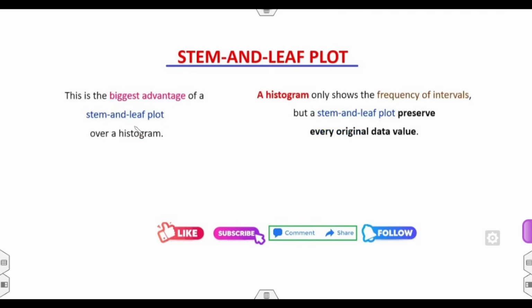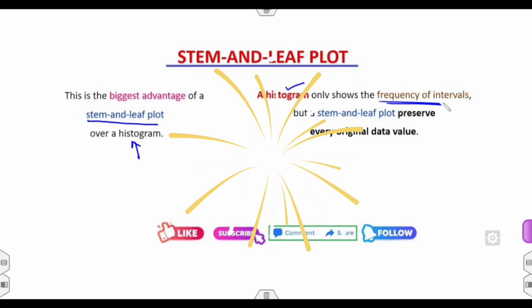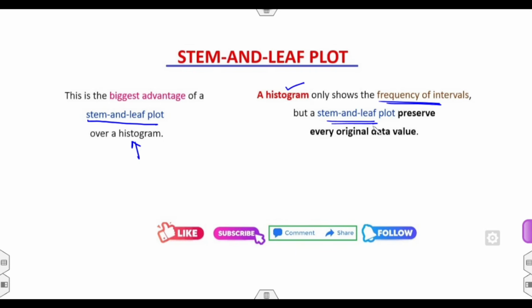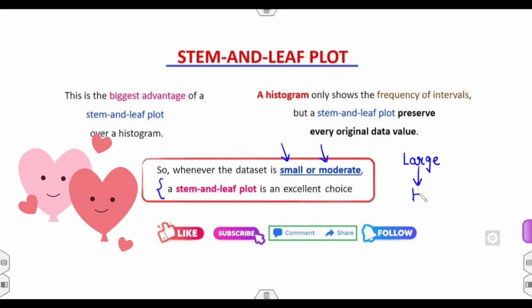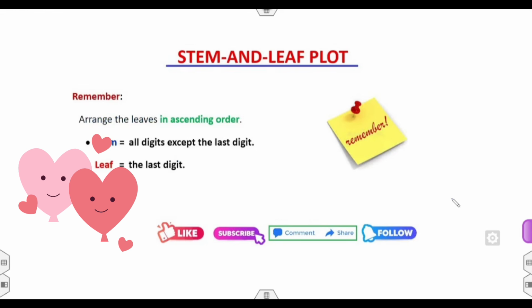Now, this is one of the biggest advantages of stem and leaf plots over the histogram. Make sure, students, the histogram only shows the frequency in terms of the intervals, while the stem and leaf plot preserves each individual piece of information. Another thing, whenever your data set is very small or moderate, then you can always use the stem and leaf plot. Whenever your data set is very large, then you can look at the histogram. Clear? Always remember, you write the leaves in ascending order.